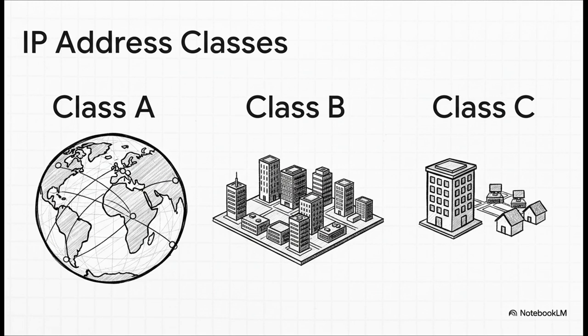Now, obviously, not all networks are the same size, so the early internet pioneers came up with a system of classes. Class A addresses are for the giants. Think huge international companies. Class B, like our example, is for medium to large places like universities. And Class C is for smaller local networks. You can tell which is which just by looking at that first number.